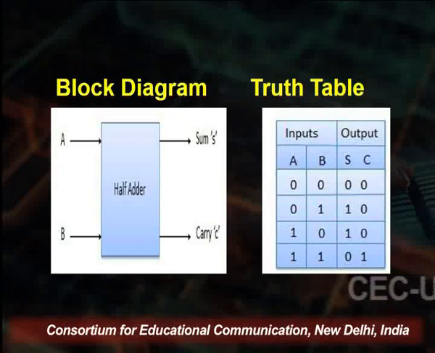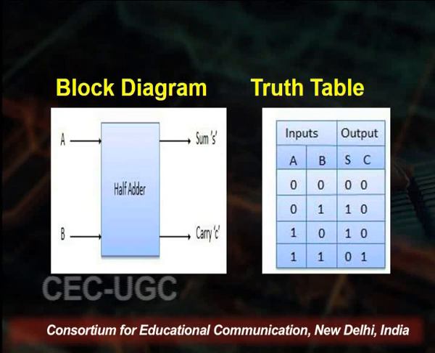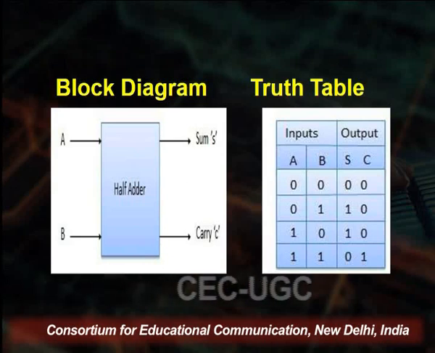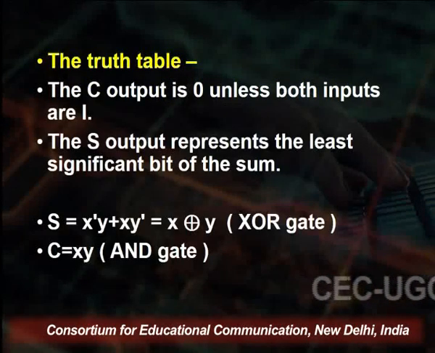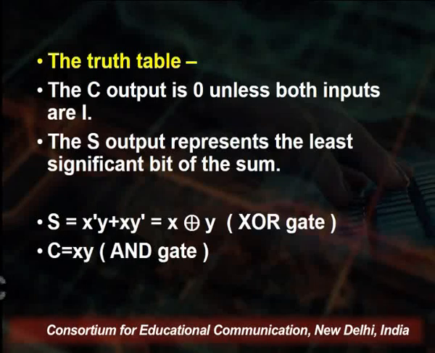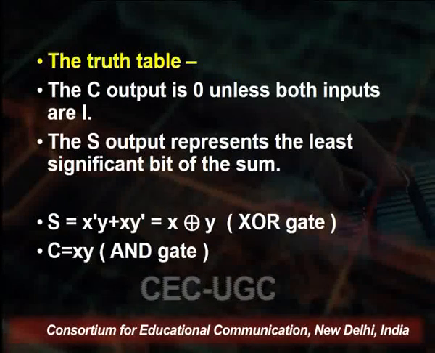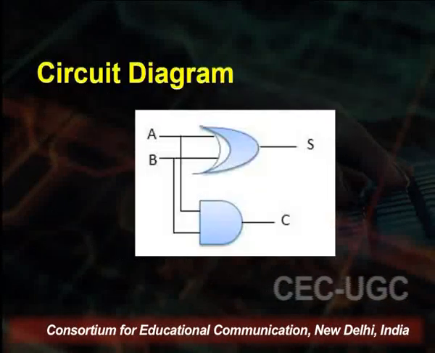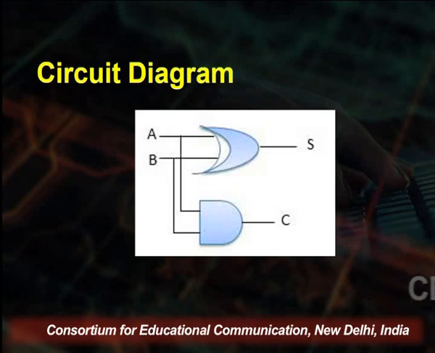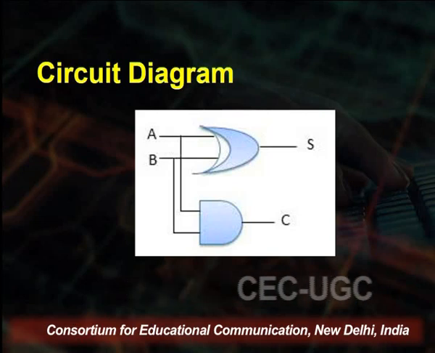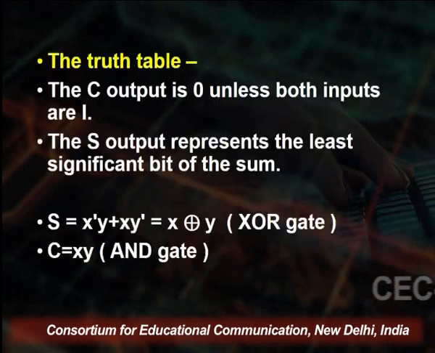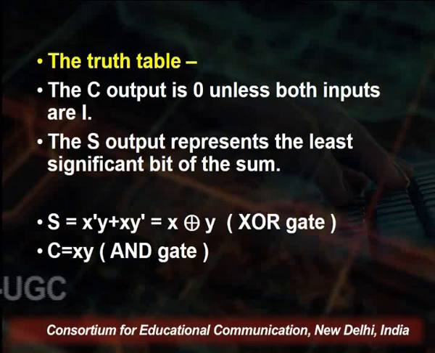Look at the carry column. It has all three zeros and a 1 only in the case when both the inputs are 1, which is represented by XY, which is the actual output that an AND gate gives us. So just representing these two statements again for sum and carry through our circuit diagram, you have two inputs A and B going through an XOR gate which gives the output of a sum. The same inputs A and B going into an AND gate which gives us the output of carry. So the C output is 0 unless both inputs are 1.